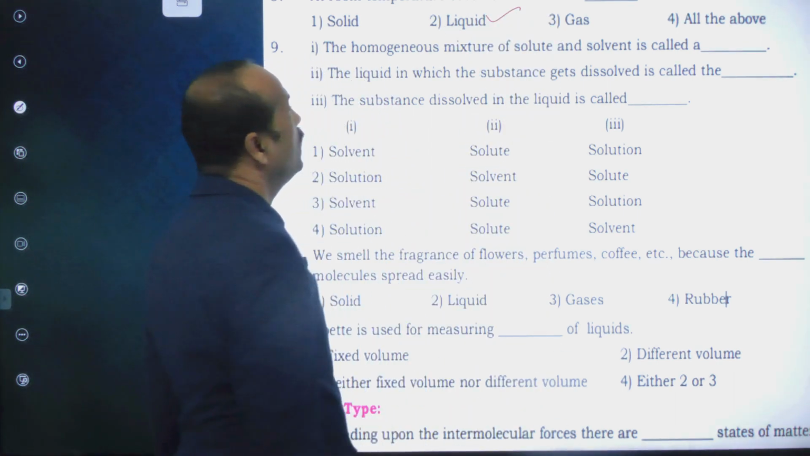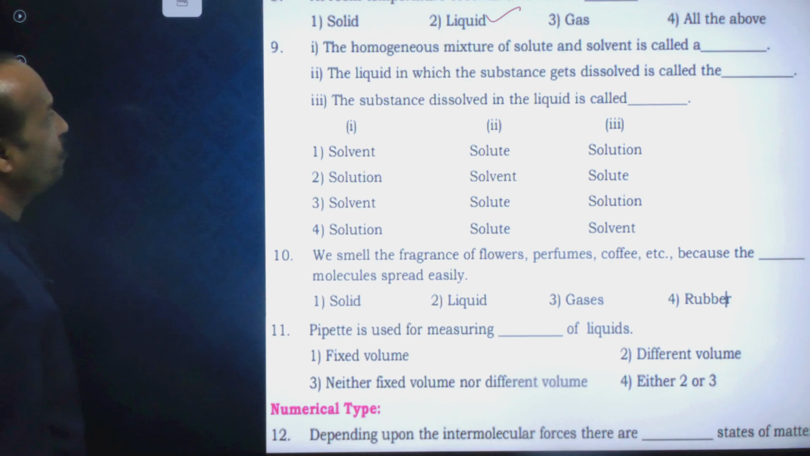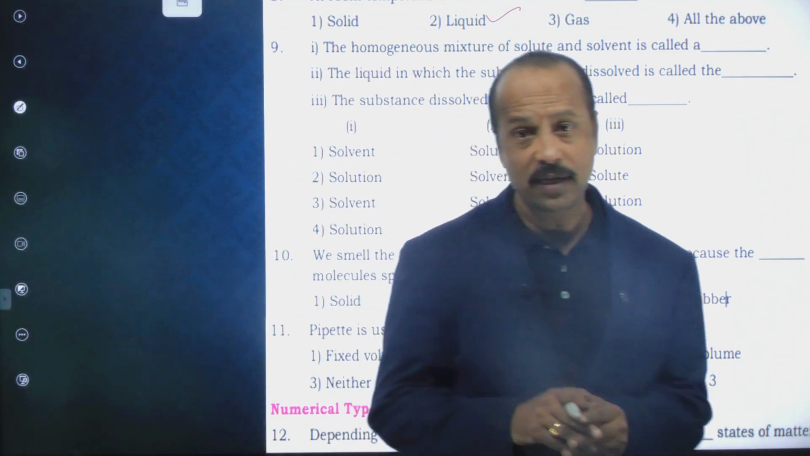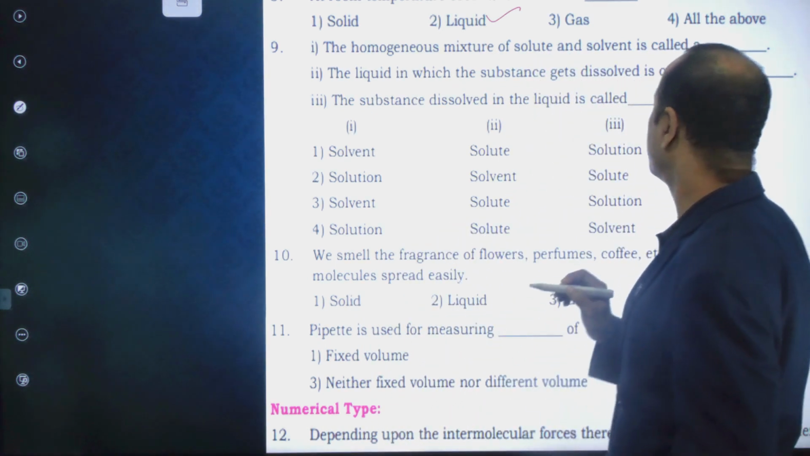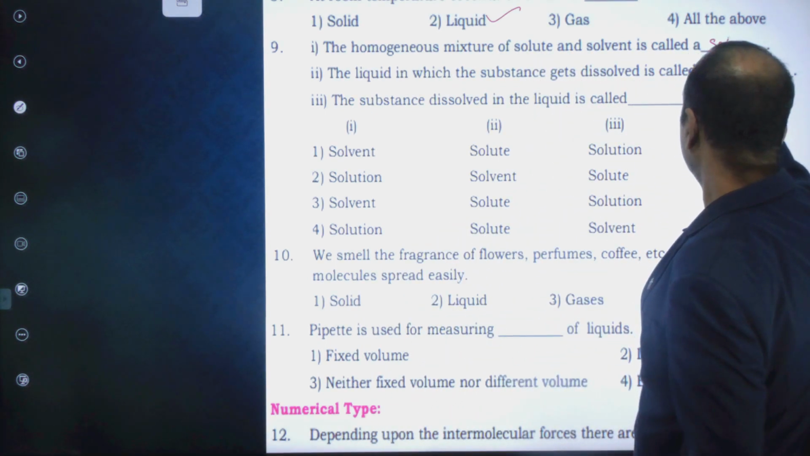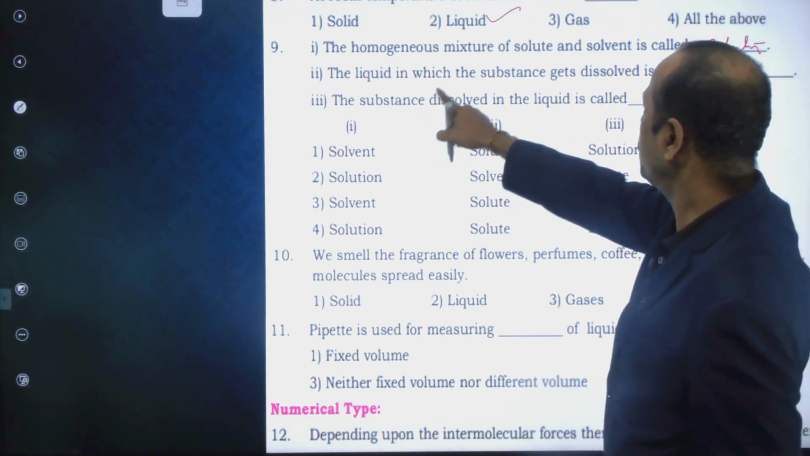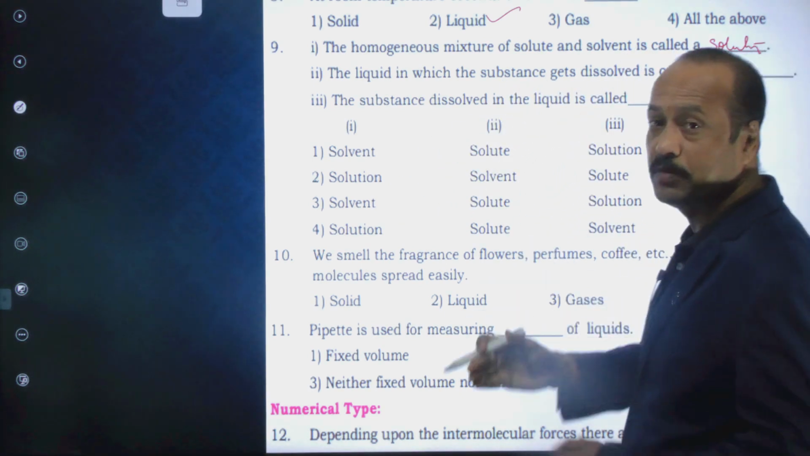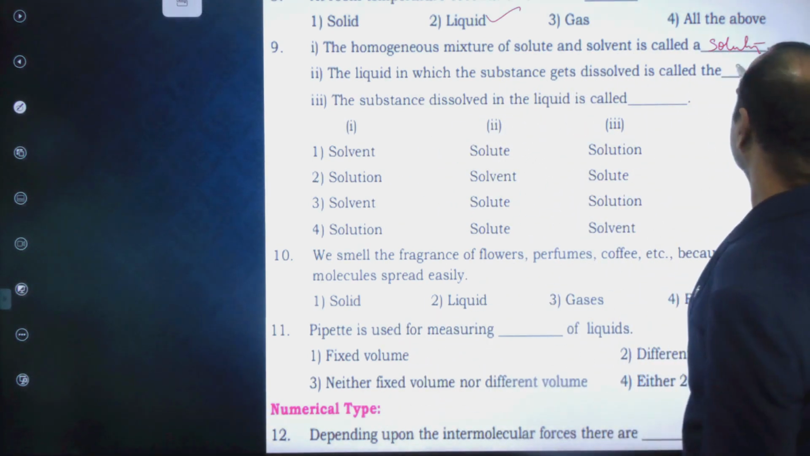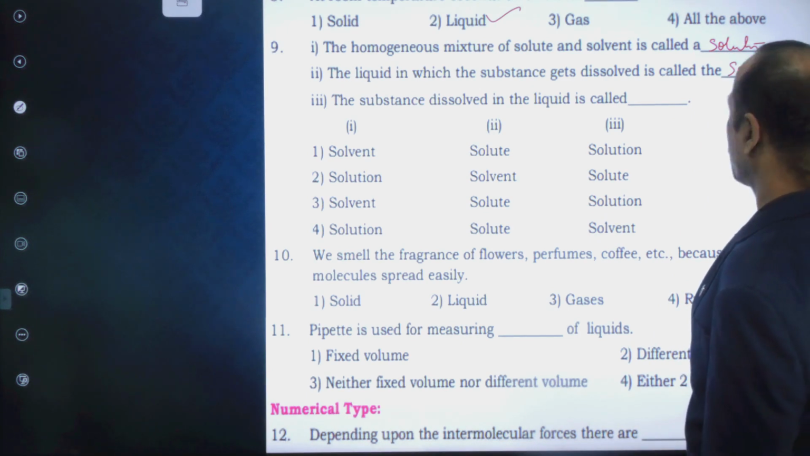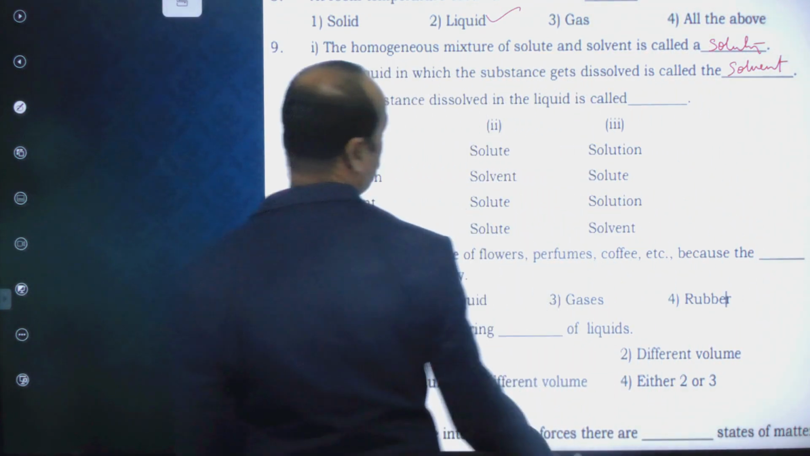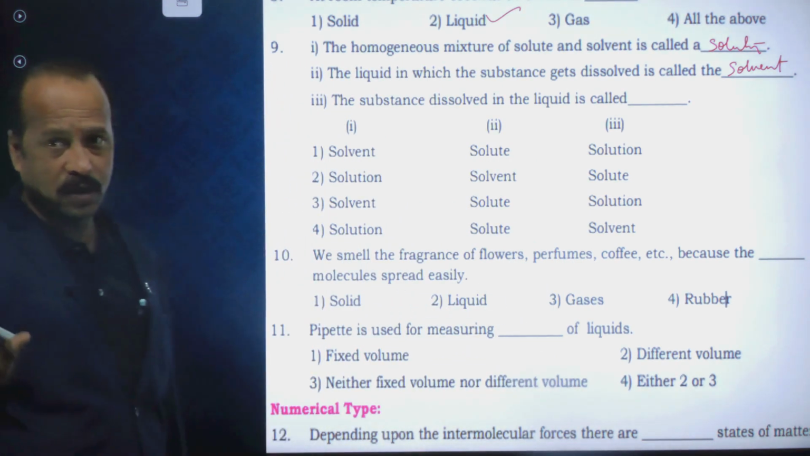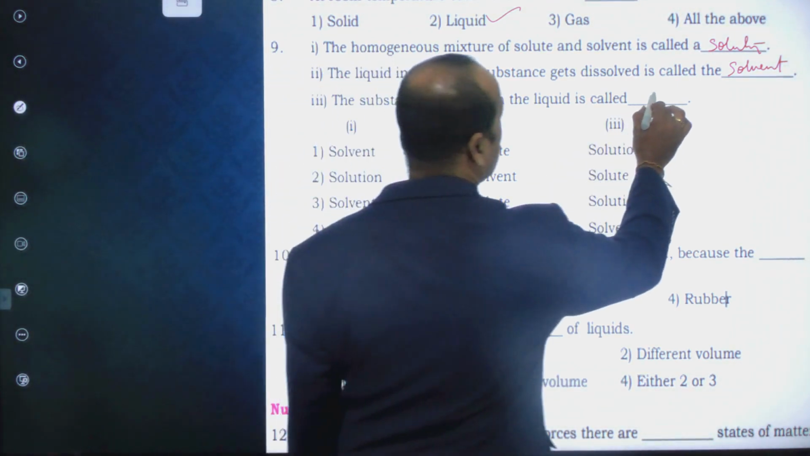Very good. A homogeneous mixture of solute and solvent. Yesterday we described the solutions, right? A homogeneous mixture of solute and solvent is called what? Solution. Very good. A liquid in which the substance gets dissolved, so liquid means which is in more quantity, right? So that's called what? A solvent. And the substance dissolved in the liquid, for example, the sugar in sugar water, that is called what? Solute.